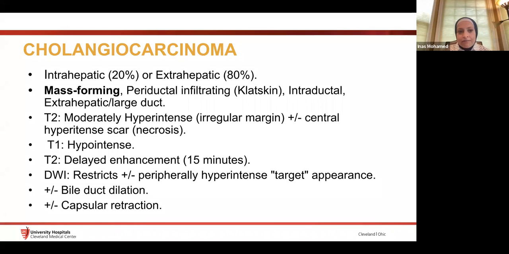On T2, it is again moderately, slightly hyperintense. It can have a central scar, which is necrosis. On T1, it's hypointense, and on post-contrast, very delayed enhancement. Actually, in our protocol, we have the routine MRI, which is our usual pre-contrast sequences, and then the post-contrast sequences up to 5 or 8 minutes.